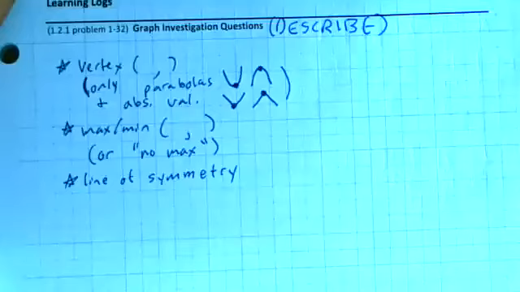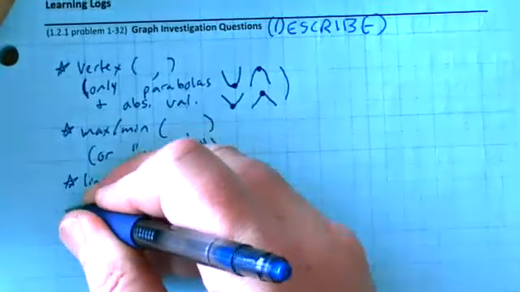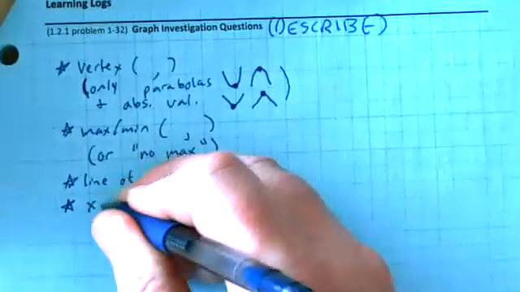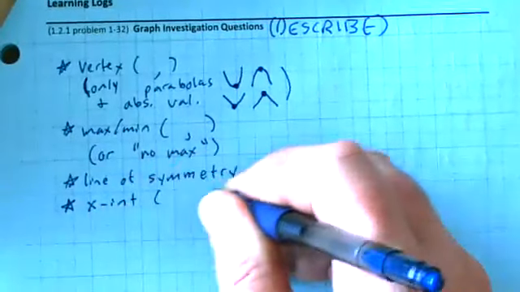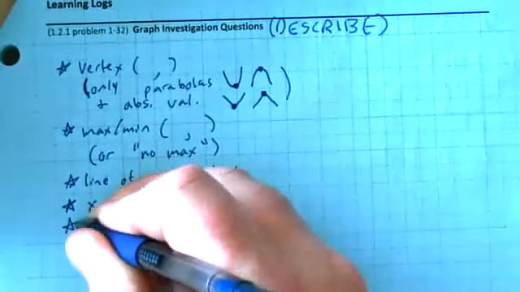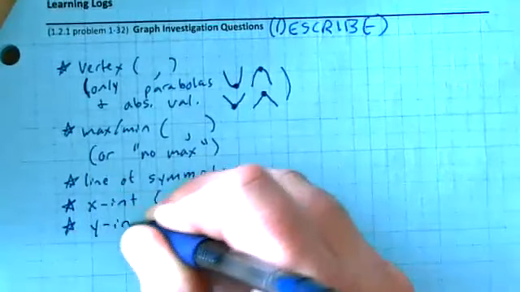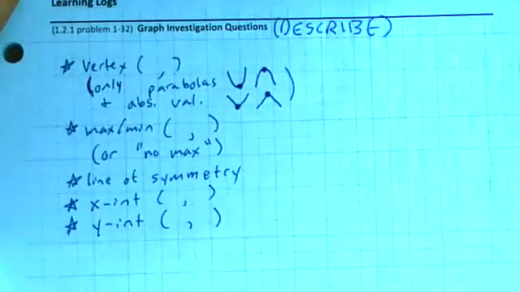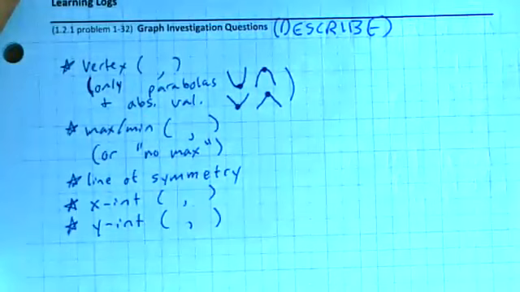What else? What else? X, what's the word we're looking for? Starts with an I. X intercepts. So X intercepts and Y intercepts. And sometimes we'll have multiple X intercepts. So list them all. Each one is an item. And make sure you label each one of them X intercept. Anything else?